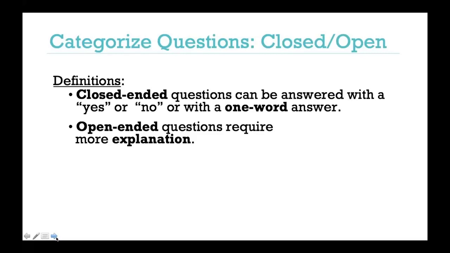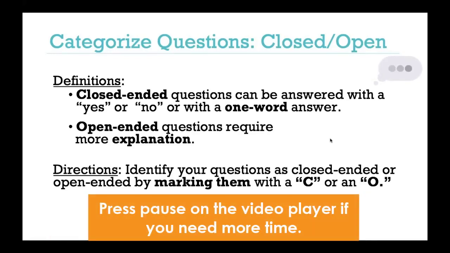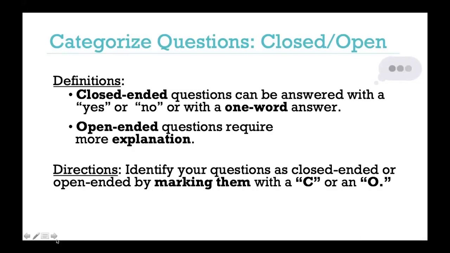So I'd like us to take a look at your own list of questions, and let's see if we can do it in under a minute. I think we can. I'd like you to try to identify your questions as either a C for close-ended or an O for open-ended. So let's take about 30 seconds right now. See if you can identify your questions as close or open-ended. We're going to move on.